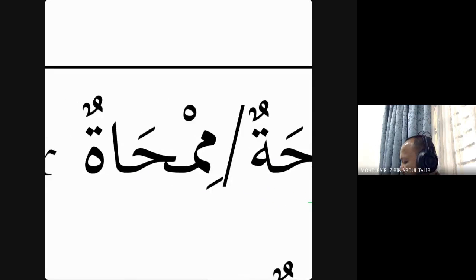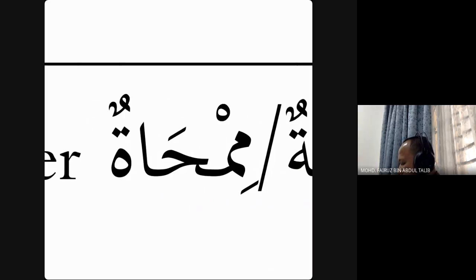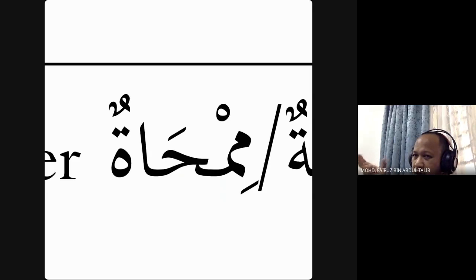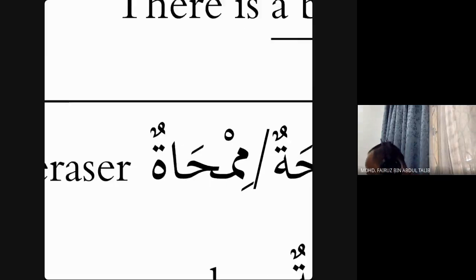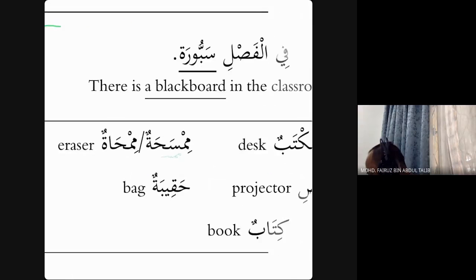To say eraser, mimsahah. The second word, mimhatun, mimhah. You can use either word that you like, mimsahah or mimhah. To make it more specific, what kind of eraser is that? You can say mimsahatu sabura. Hadhihi mimsaha sabura. This is the eraser for the whiteboard, or for the blackboard. That is the third word.